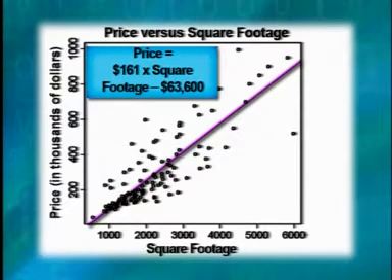So in our example, we notice that the slope of this line is $161. In other words, the coefficient of the square footage is $161. What that means is that we expect that when we increase the square footage by 1, the price increases by $161. So it makes sense that in this neighborhood, as a first approximation, when you add a square foot to your house, you would expect the price to increase by $161.